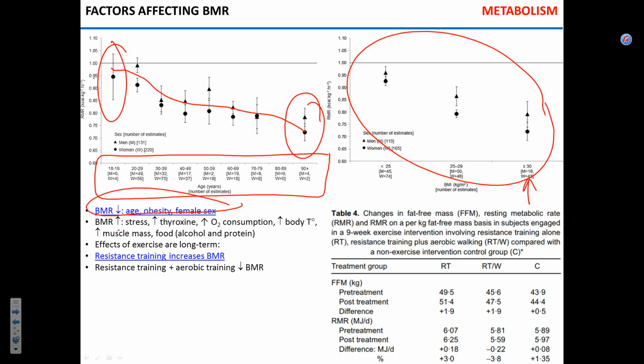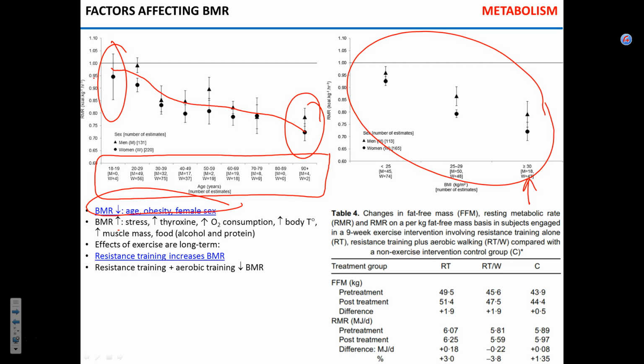So age decreases BMR. Female sex decreases BMR. Obesity decreases BMR. What increases? Stress, thyroid hormone, oxygen consumption. So your BMR increases if you breathe more frequently. Elevated body temperature increases BMR. Increased muscle mass, well, muscles are more metabolically active. And increased food intake, alcohol included. Okay, so when you drink a lot and eat not a lot, you may actually drop some weight. That happens. Okay, I've witnessed it.